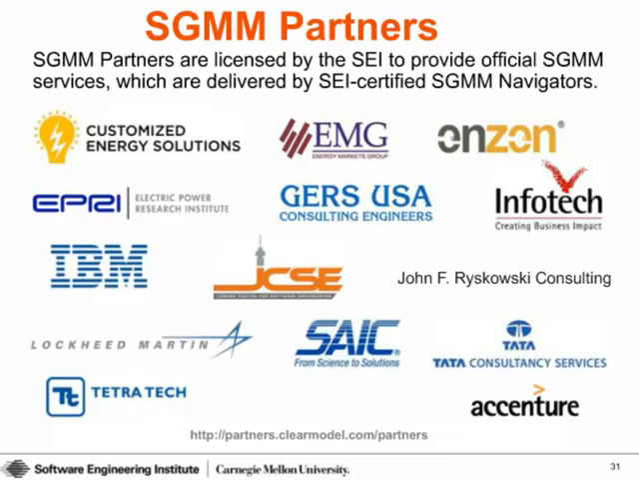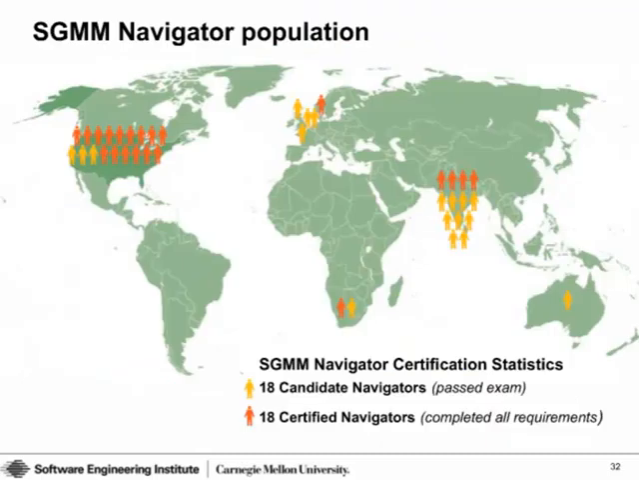So then, let's see. I'm on 31. We've talked about the different partners. Each of these organizations is a partner with SEI and has professionals that have been certified by SEI to be part of the navigation process and be the facilitator. We can talk more about that on the next slide. You can actually see that on slide 32 for a view of where the navigators sit around the world.